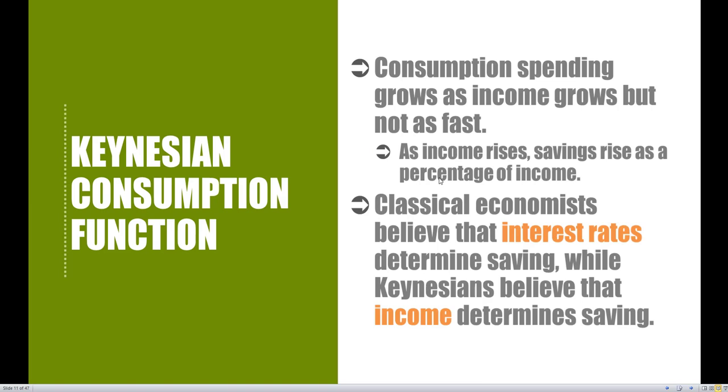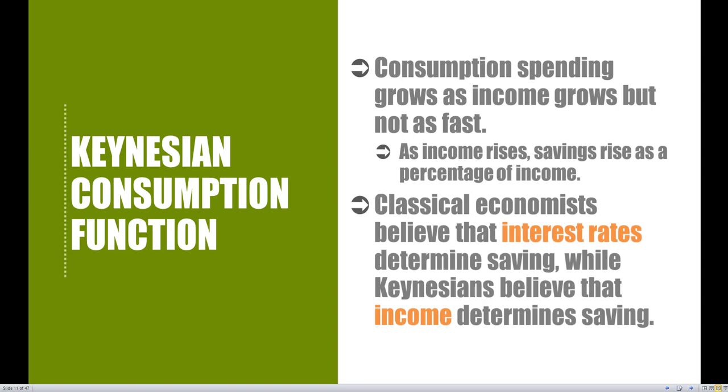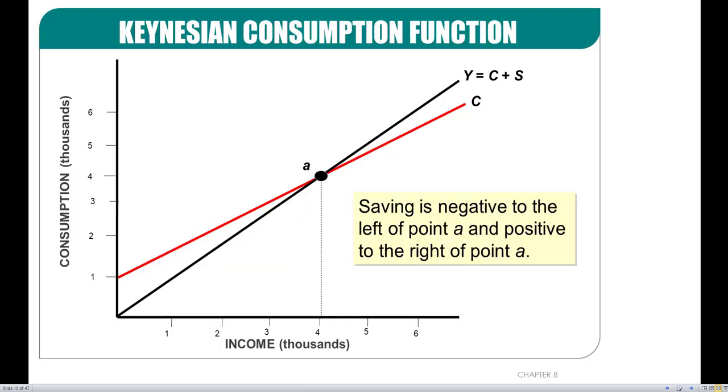So three things that we want to hit so far. Number one, there is a one-to-one relationship on our benchmark line right here. There is not a one-to-one relationship with our actual consumption line, which is what we're a little bit more interested in. We notice that as income grows, consumption also grows, but not as fast. We also note that classical economists believe that interest rates determine savings, while Keynesians believe that income is the main determinant of saving. That's point number two. And finally, the third point, we sort of glossed over it. Savings is negative to the left of point A and positive to the right of point A.